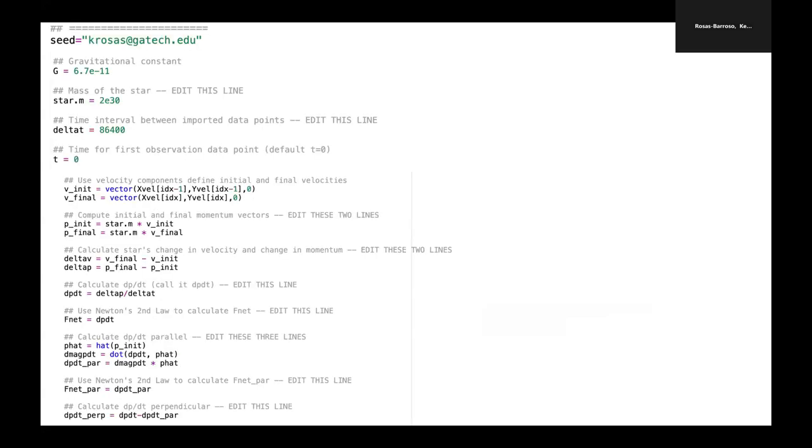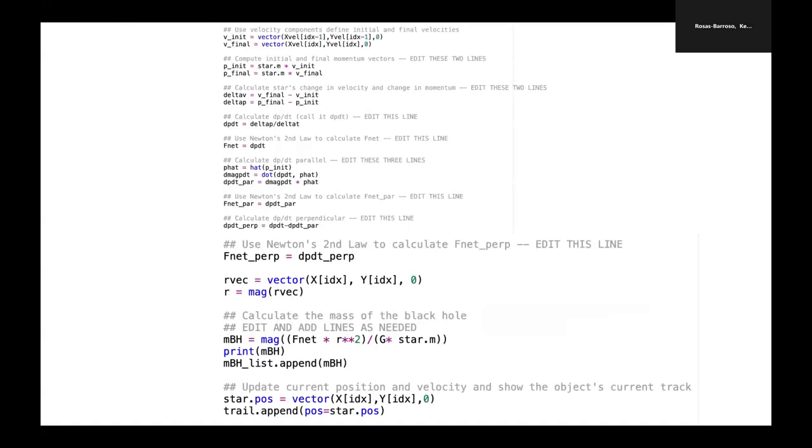And so here is my code for Part 1. The analysis was performed using VPython computational models. The program calculates velocities from the position data and then determines the star's momentum. From this, it calculates the rate of change in momentum and uses Newton's second law to determine the net force. The force is separated into parallel and perpendicular components that change the speed and direction of the star's motion.